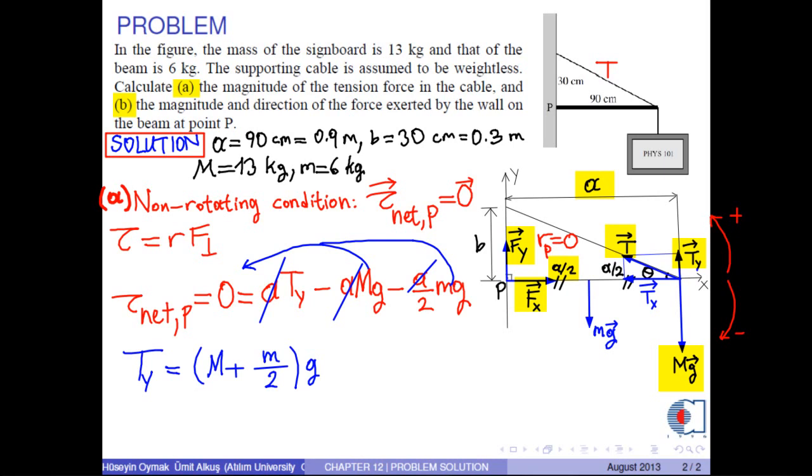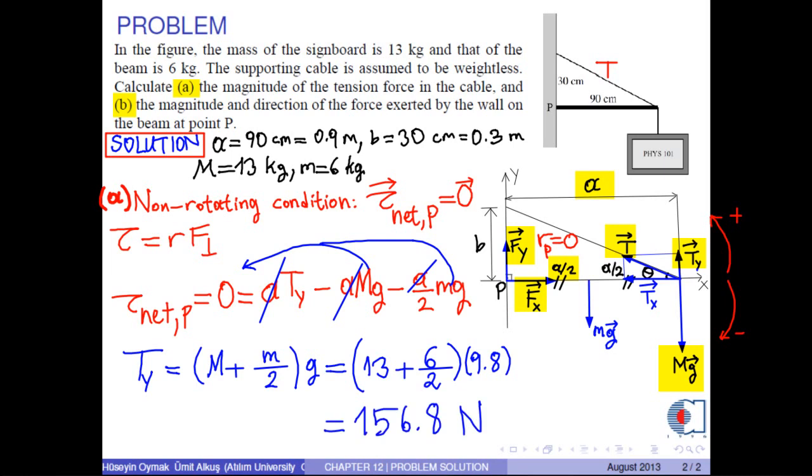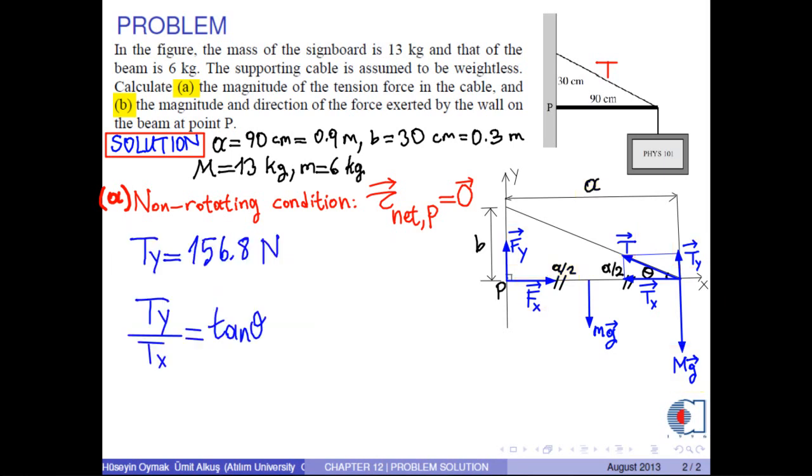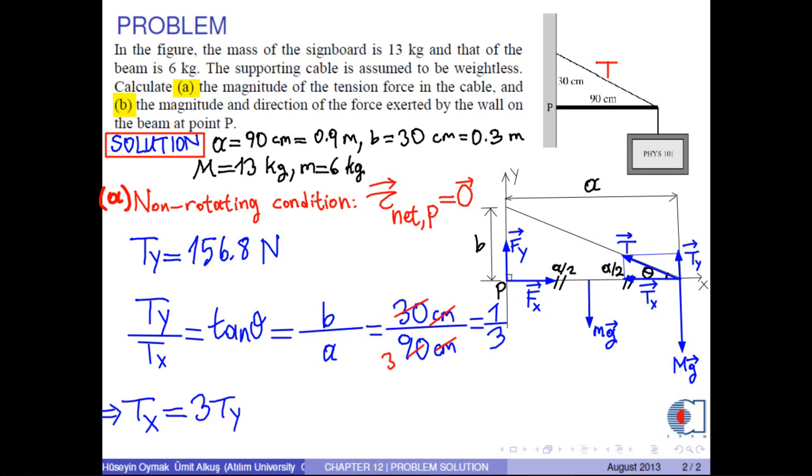If we substitute the corresponding numerical values into this equation, we obtain Ty as 156.8 newtons. From the figure, Ty over Tx is tangent theta, and it is b over a. With the numerical values, we obtain 1/3. So Tx becomes 3 times Ty. We know Ty, so Tx becomes 470.4 newtons.